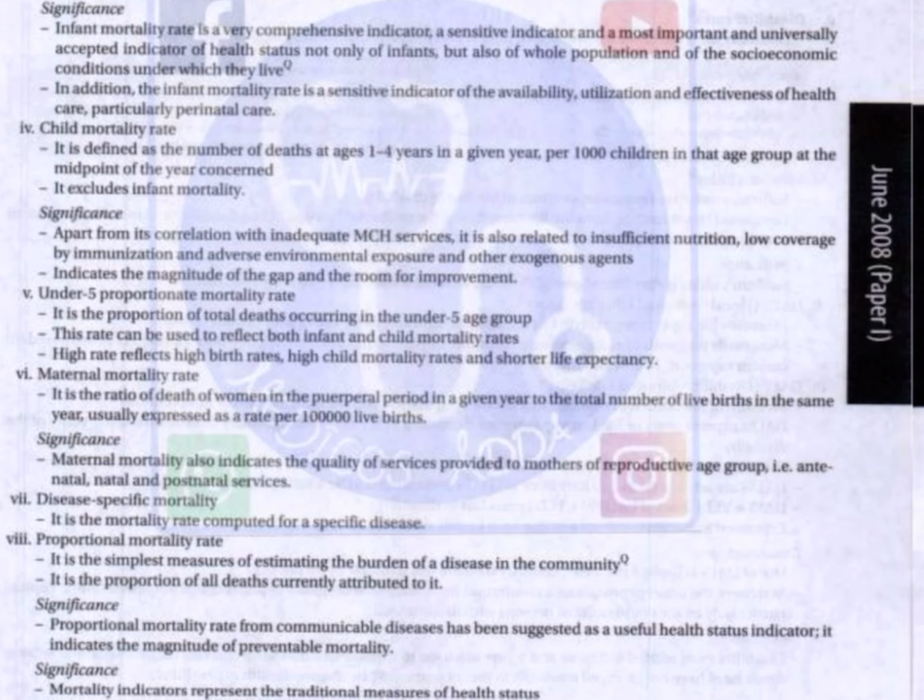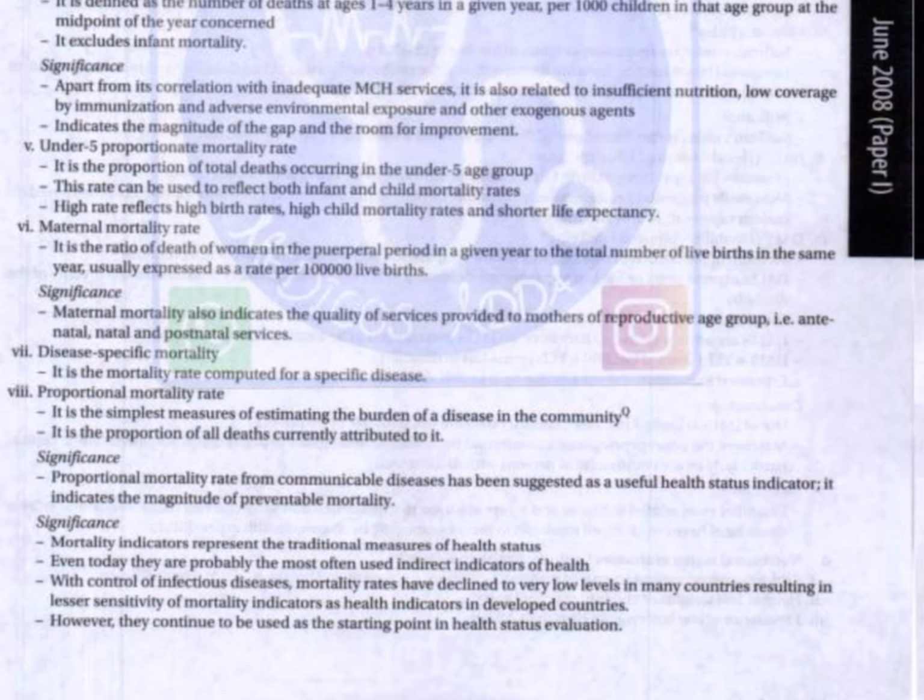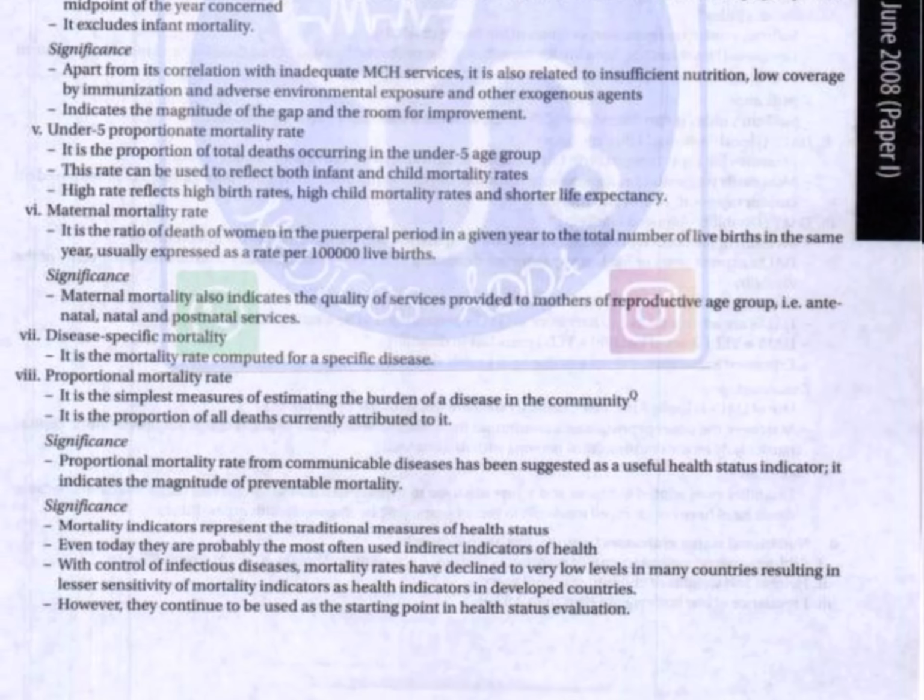Maternal mortality rate. It is the ratio of deaths of women in the puerperal period in a given year to the total number of live births in the same year, usually expressed as a rate per 100,000 live births. Significance: maternal mortality also indicates the quality of services provided to mothers of reproductive age group, i.e., natal and postnatal services. Disease-specific mortality. It is the mortality rate computed for a specific disease.